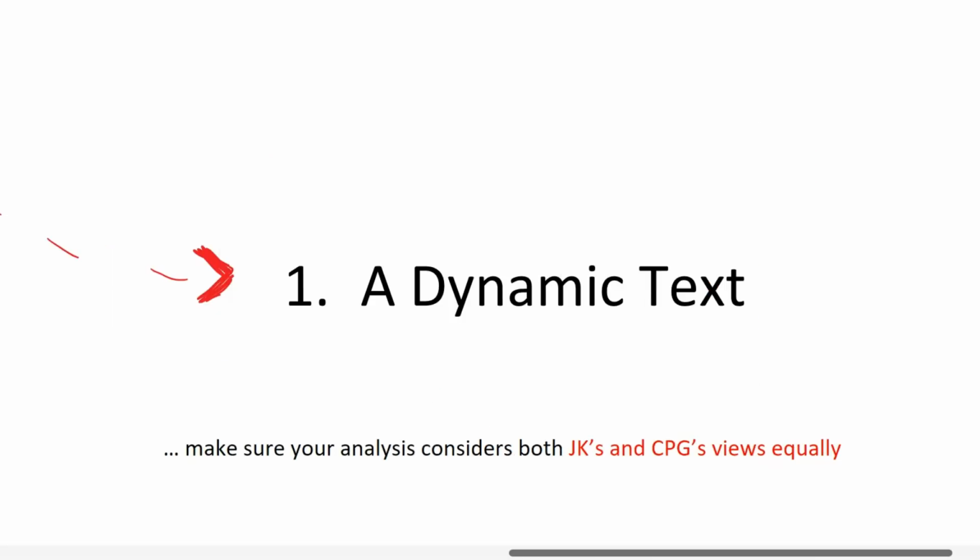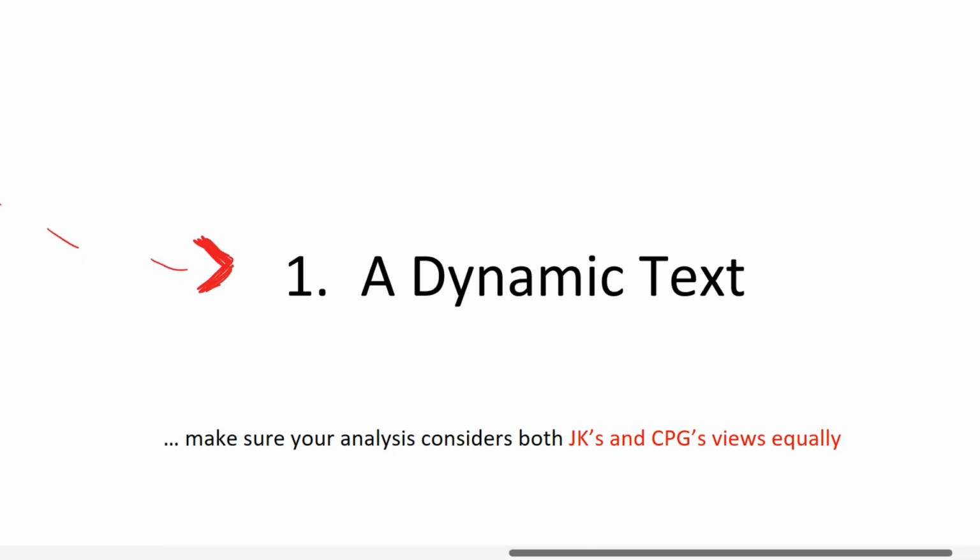The first thing that we need to consider is the fact that this text is a dynamic text. This poetry collection is a collaboration, not one author, but two. It's as simple as that, yet so many people fail to recognize this. As a result of this, you need to make sure your analysis considers both JK's and CPG's views equally. A lot of people decide to overly focus on CPG and neglect JK, and the other way around.